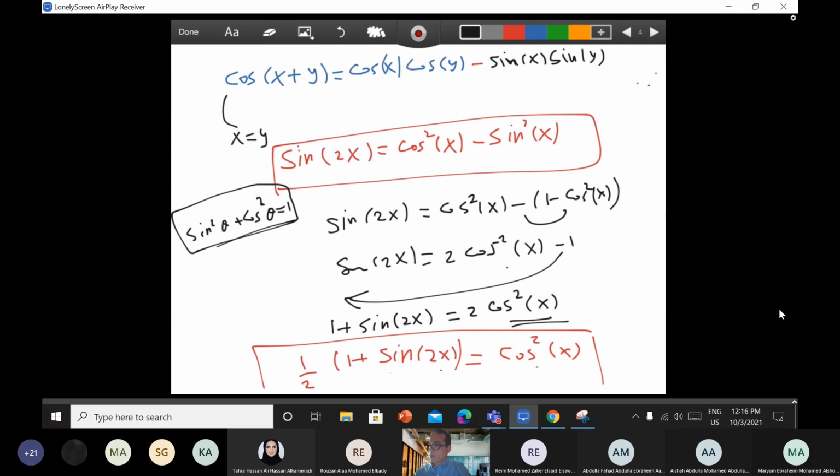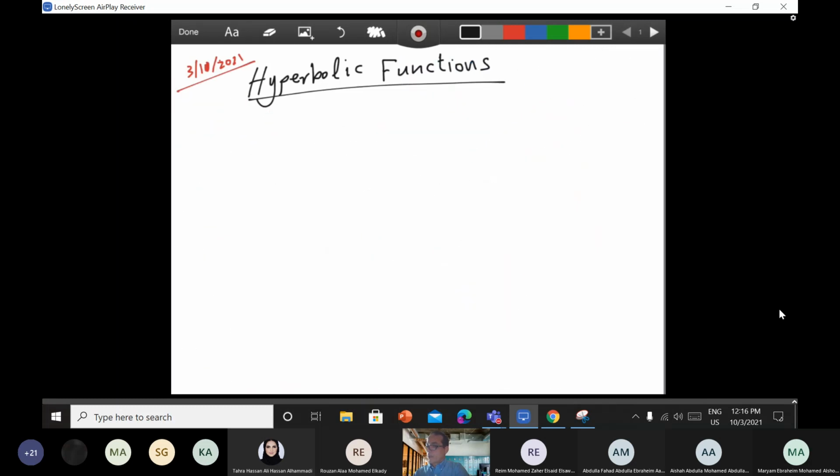Okay. And also we have the cosine for the two angles, addition or subtraction. We can do it. If you have subtraction here, you will have plus here. Okay, so it's the opposite side. So one of them will be minus, the other one will be plus. If you have plus here, you will have minus.